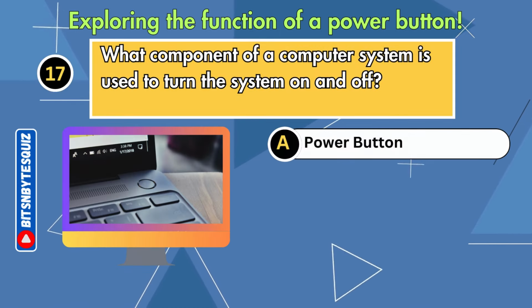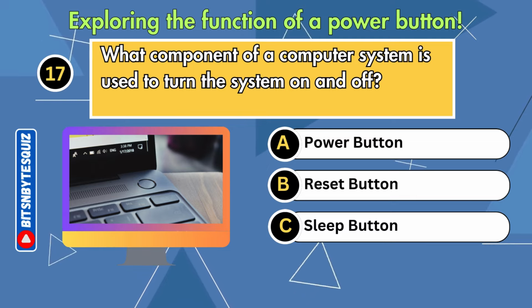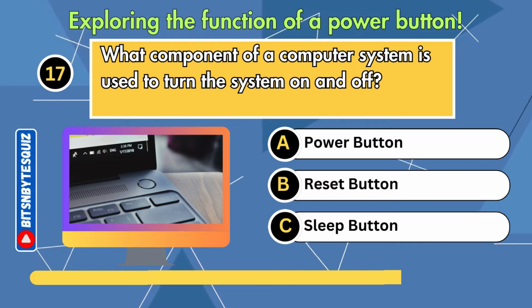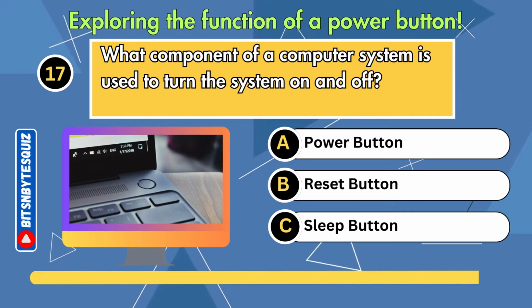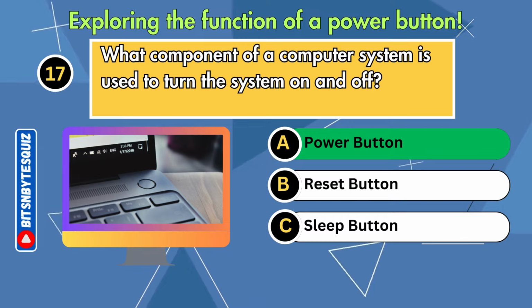What component of a computer system is used to turn the system on and off? Option 1, power button. Option 2, reset button. Option 3, sleep button. Answer is power button.